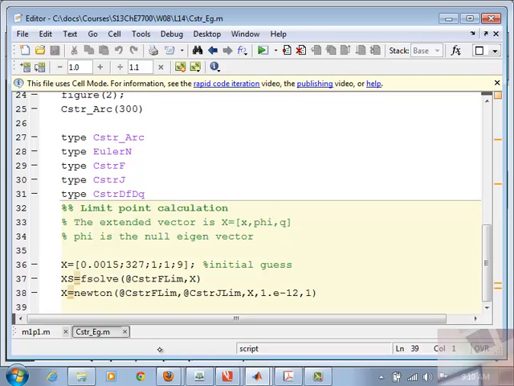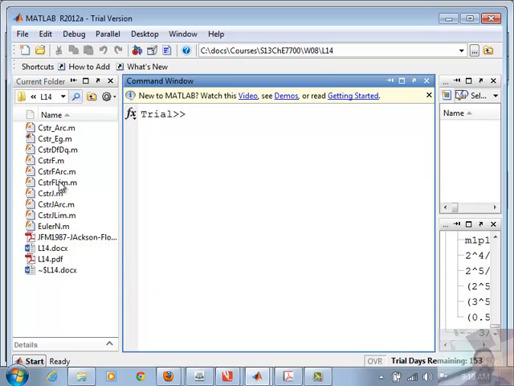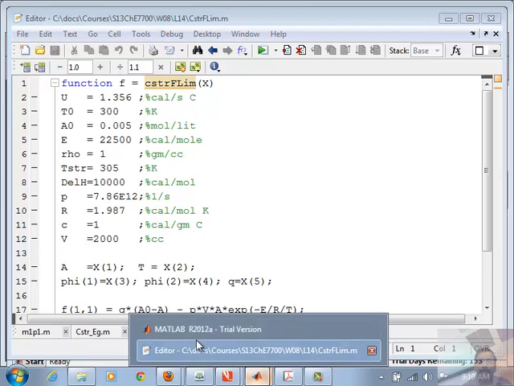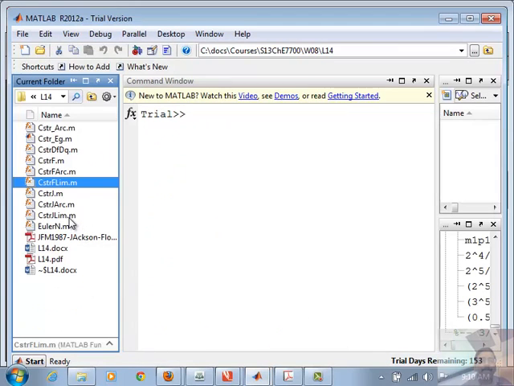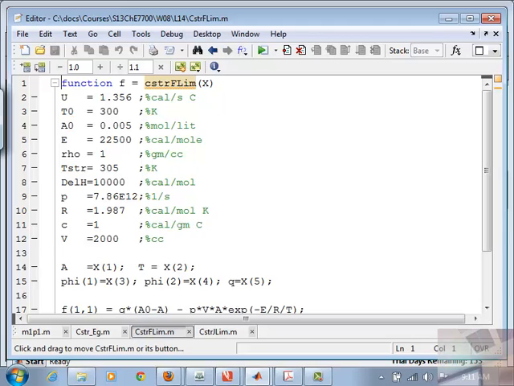If you want, I can type this line and show how it works with the Newton method, or I can show you the structure of the function. I think we discussed this briefly. Do you want to see the functions? Okay, so this is the function that we talked about.